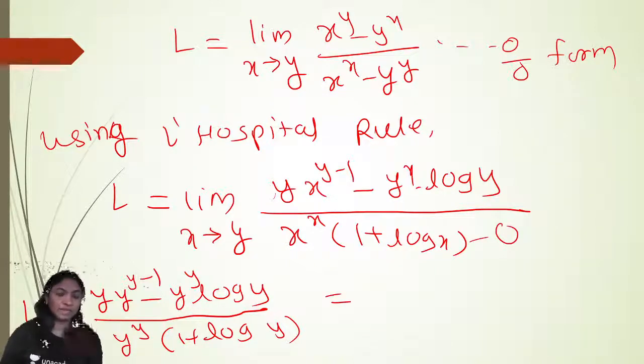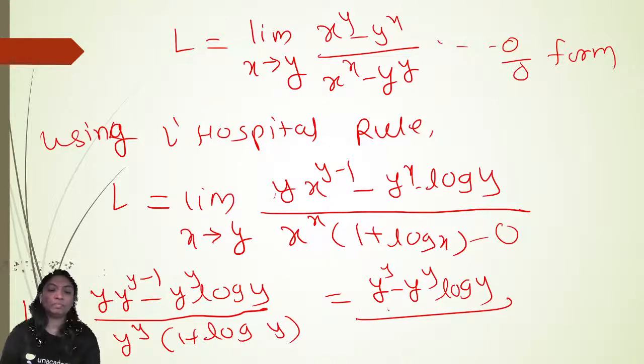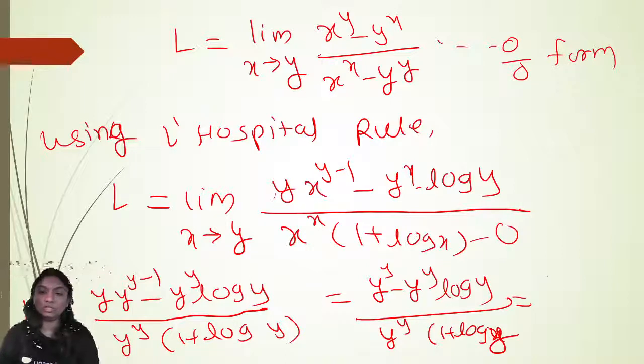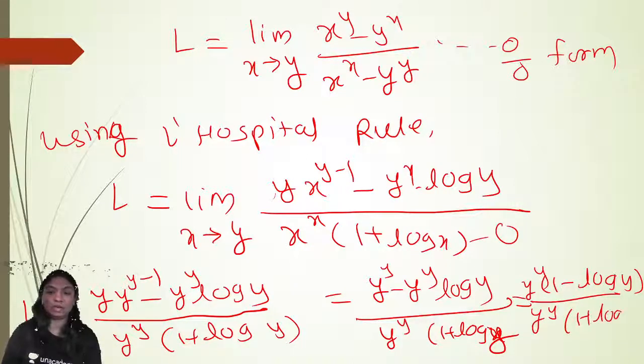So y into y raised to y minus 1 will become y raised to y, and the 1 and minus 1 get cancelled out. So we get y raised to y minus y raised to y into log y upon y raised to y into 1 plus log y. Now if I take y raised to y common, this becomes 1 minus log y upon y raised to y into 1 plus log y.